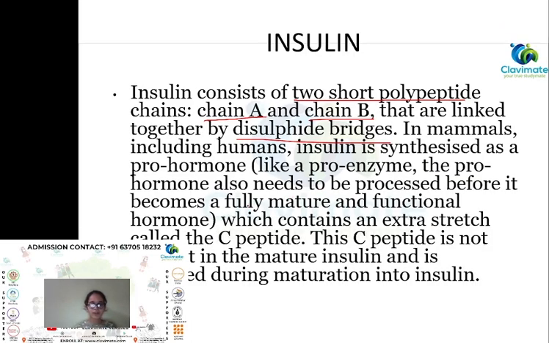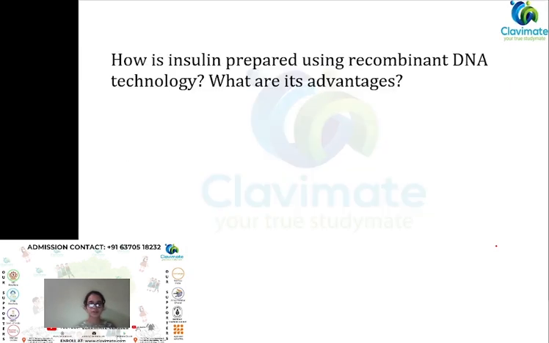The prohormone contains an extra stretch called the C peptide. This C peptide is not present in the mature insulin. So the difference between the prohormone and the mature insulin is the presence of this C peptide, which is removed during maturation. During the process of maturation, this C peptide is removed from the prohormone and it is converted into the functional hormone. That's the difference between the mature hormone and the prohormone.